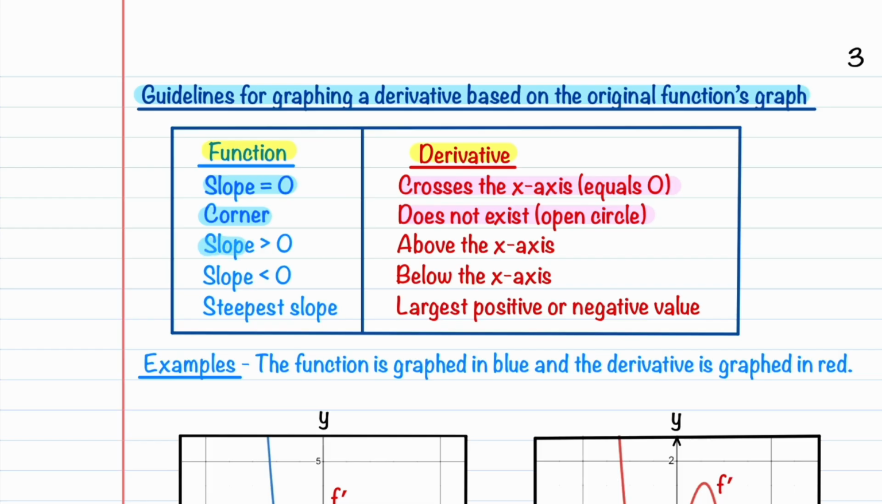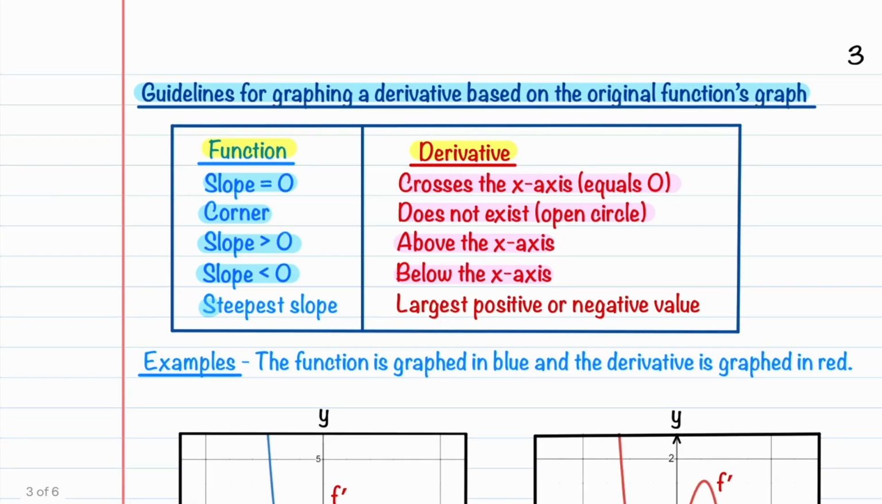If the slope is greater than 0, the derivative is going to be positive and it's going to lie above the x-axis. Likewise, if the slope is negative, the derivative is going to be negative and lie below the x-axis. And then lastly, wherever you have the steepest slope, you are going to have the largest positive or negative value for the derivative.